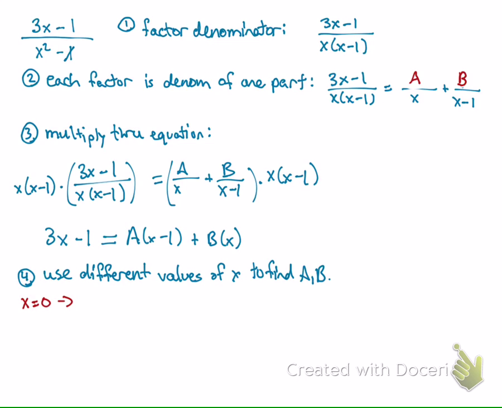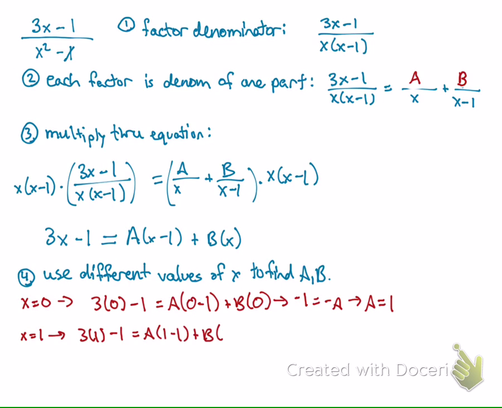For example, if I decide to plug in x equals 0, on the left I have 3 times 0 minus 1, and on the right I have a times 0 minus 1 plus b times 0. That pretty quickly simplifies to negative 1 equals negative a. So a equals 1. If I pick a different value for x, for example x equals 1, I can substitute that in and get 3 times 1 minus 1 equals a times 1 minus 1 plus b times 1, which gives me 2 equals b.